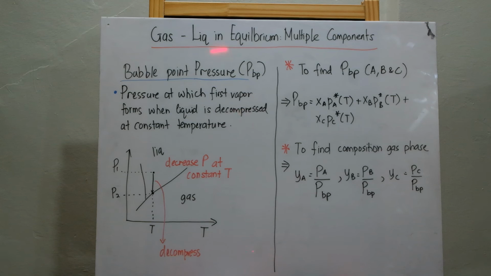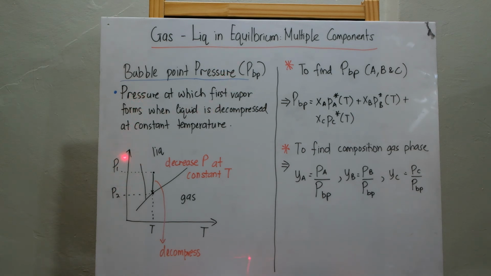Okay, bubble point pressure is the pressure at which the first vapor forms when liquid is decompressed at constant temperature. We are talking now about a system of liquid and we want to change it into the gas phase. This is from liquid to gas phase. If you need to find bubble point pressure, that means we have a liquid sample and we want to change it into gas. The pressure at which the liquid changes phase at constant temperature is known as the bubble point pressure.